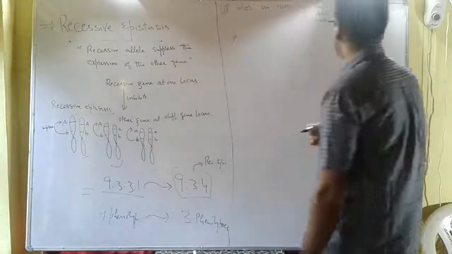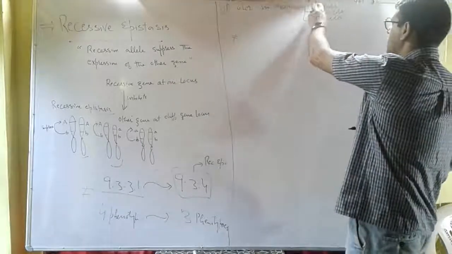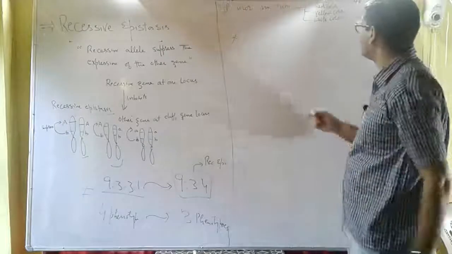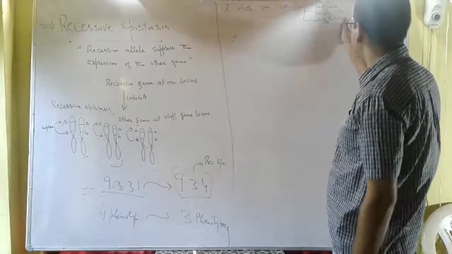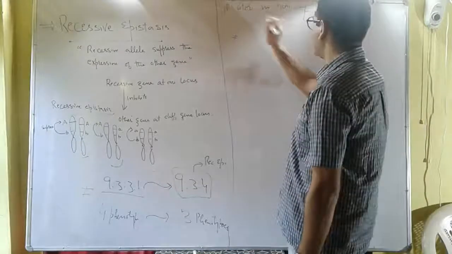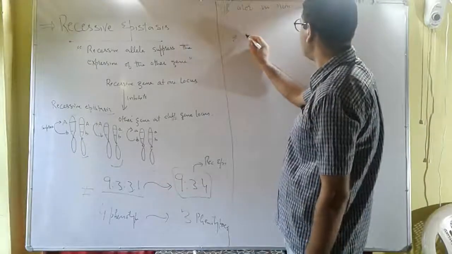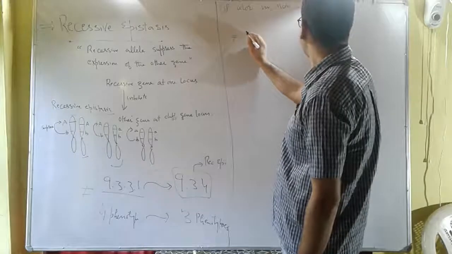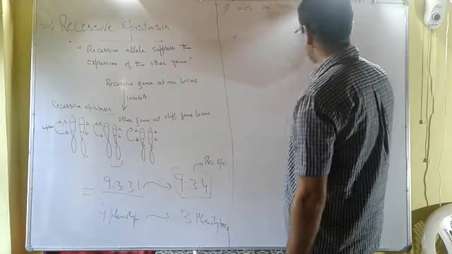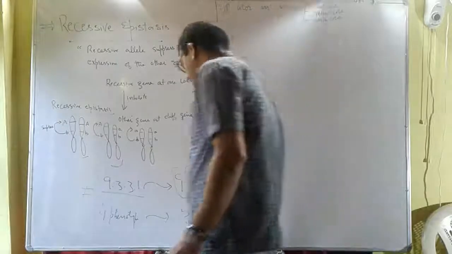If we cross a pure red color onion with a white color onion, in the F1 generation we'll get red color onion. Obviously, this white color onion, we'll explain it with the help of a cross.